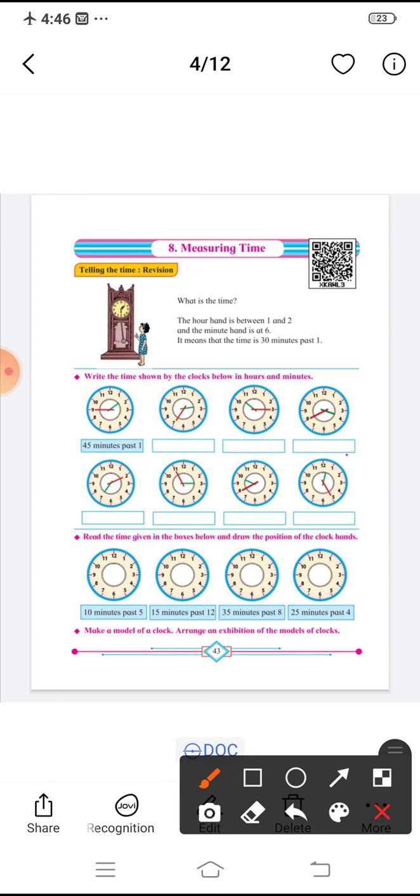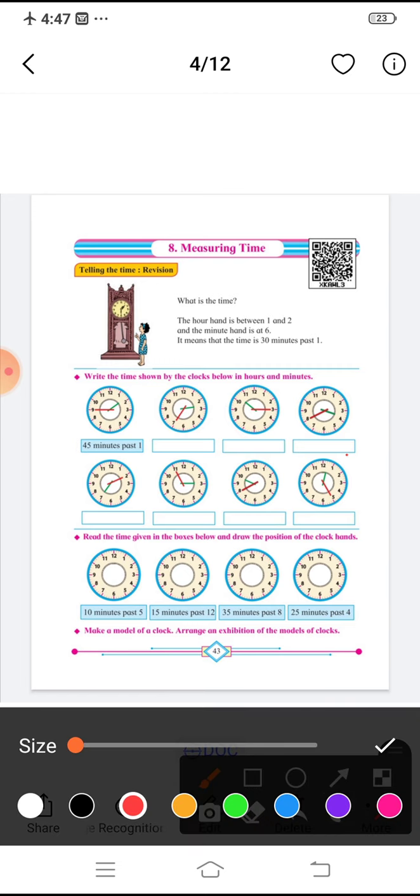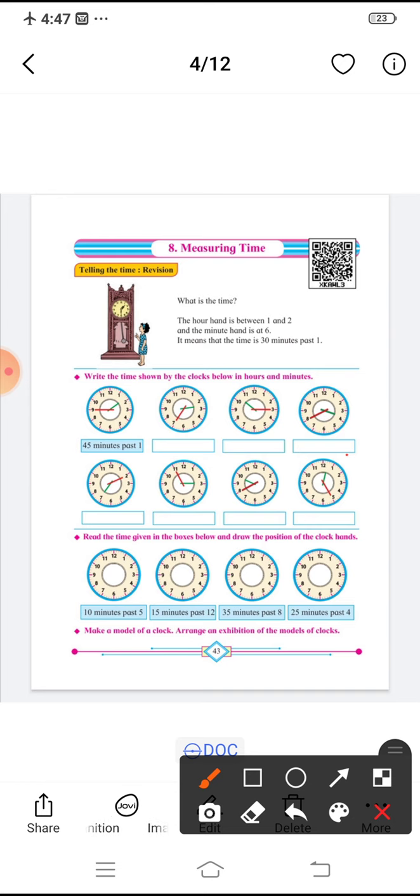Now read the time given in the boxes below and draw the position of the clock hands. Here they have given the time and we are supposed to draw the clock. Okay. Now 10 minutes. We will take two colors. For minutes we will take blue color. So 10 minutes means 5 2s. So where is the 2? Here is the 2. Correct? It is on 2.